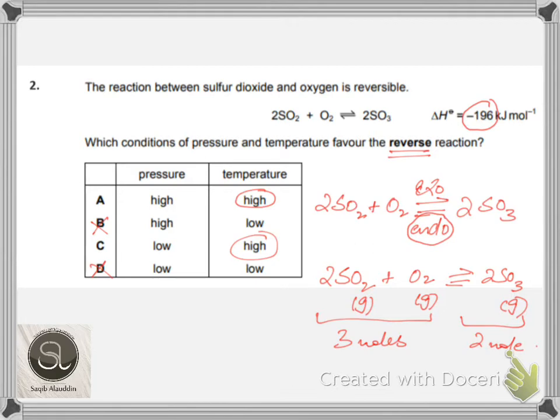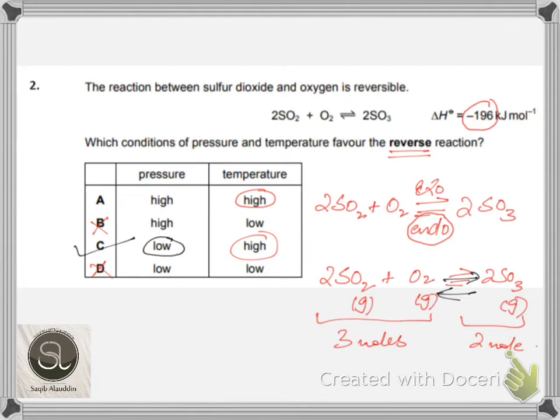Now in this question, they say backward. So it's the other way around. When you decrease pressure, it shifts towards the side with more number of moles. So if you want the backward reaction to be favored, what you need to do is to decrease the pressure. So pressure should be low. The answer should be C.